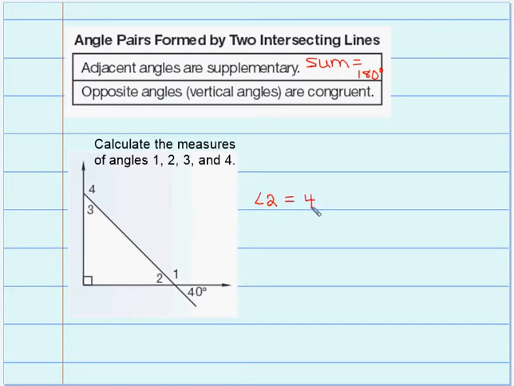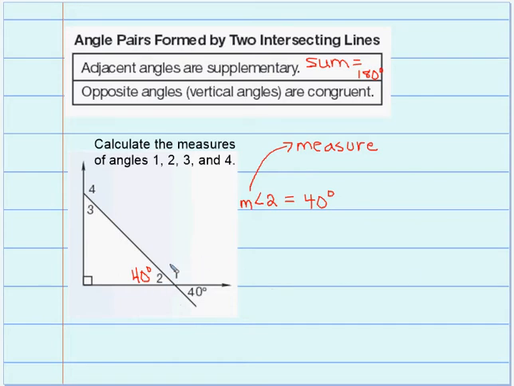Now, you might also see this notation here. That little m in front means the measure of the angle. So when you see the little m, that means the measure of angle 2 is 40 degrees. So then I'm going to write that in here so that we can keep track of that. So anytime you have problems like this, you might want to just sketch the problem onto your paper and then label things appropriately. Do not write in your textbook.